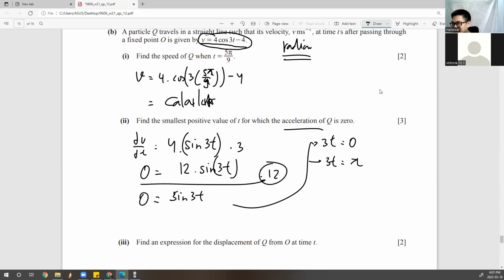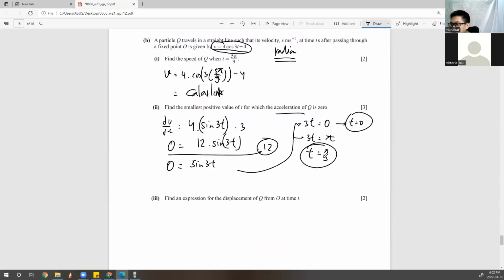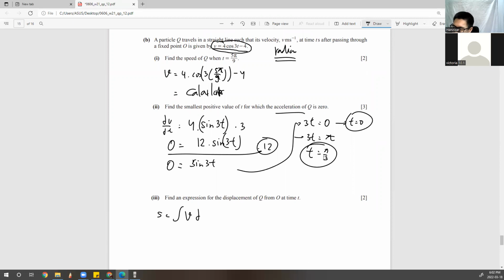If you try to look at this, remember the circle rule, we have some values, so it's pi. The t of 0 doesn't make sense because it's the initial time, and t can be pi over 3. That's the way. Find the expression of displacement. Displacement is the integration of v dt. Okay, make it fast. Expression only.